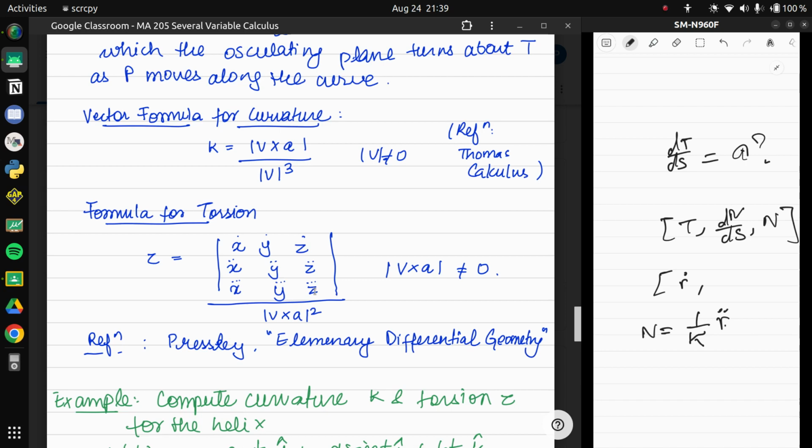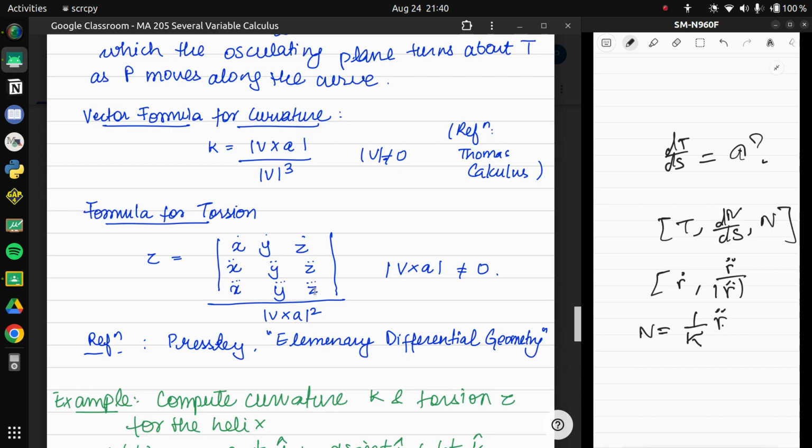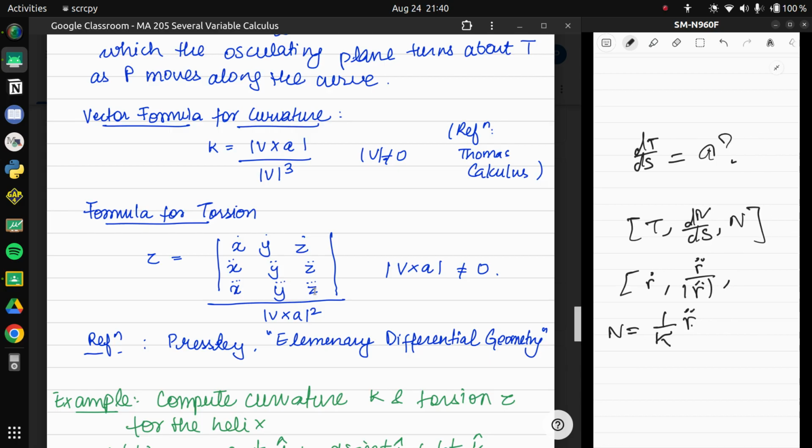But n is just essentially dt by ds, but the normalized part. So that isn't a problem. So this would just be r double dot and 1 by kappa. R double dot upon the magnitude of r double dot. That's the thing. Okay, cool. Unless you have some weird thing going on. I don't know what's going on, it doesn't make sense somehow, does it?